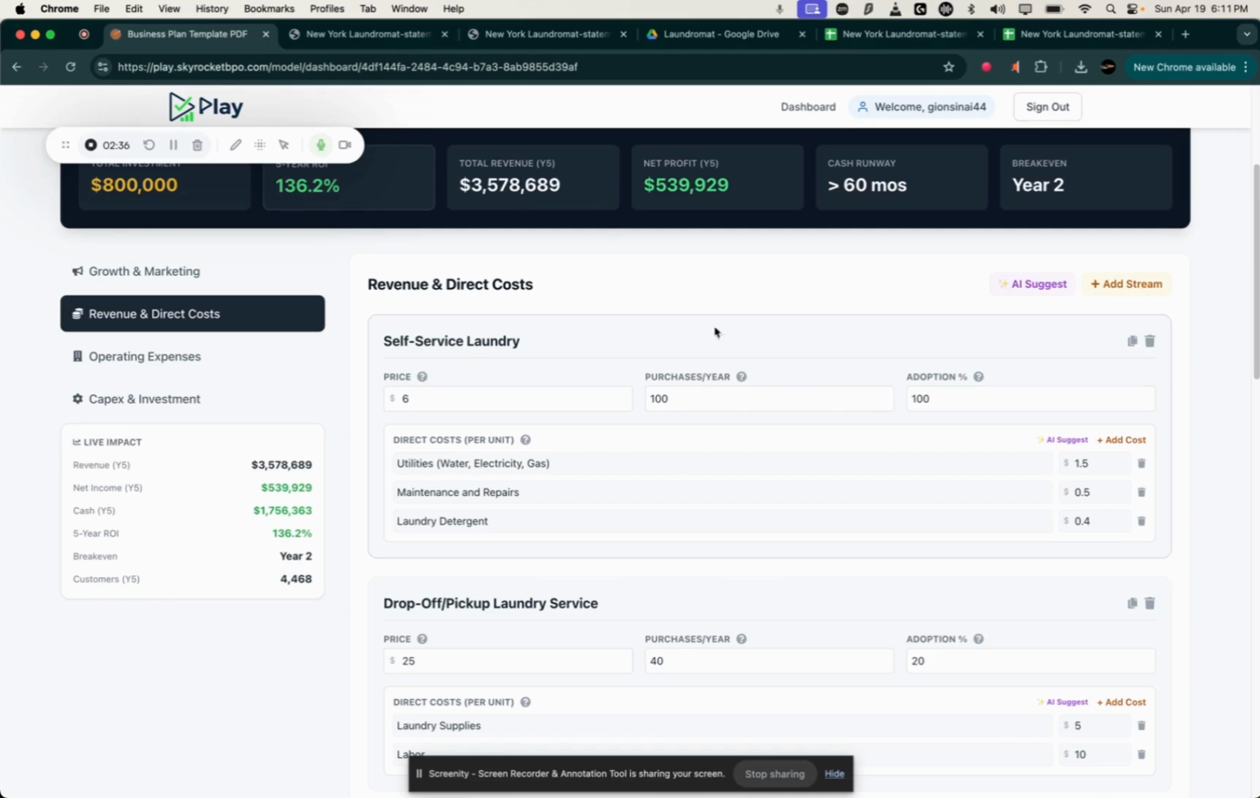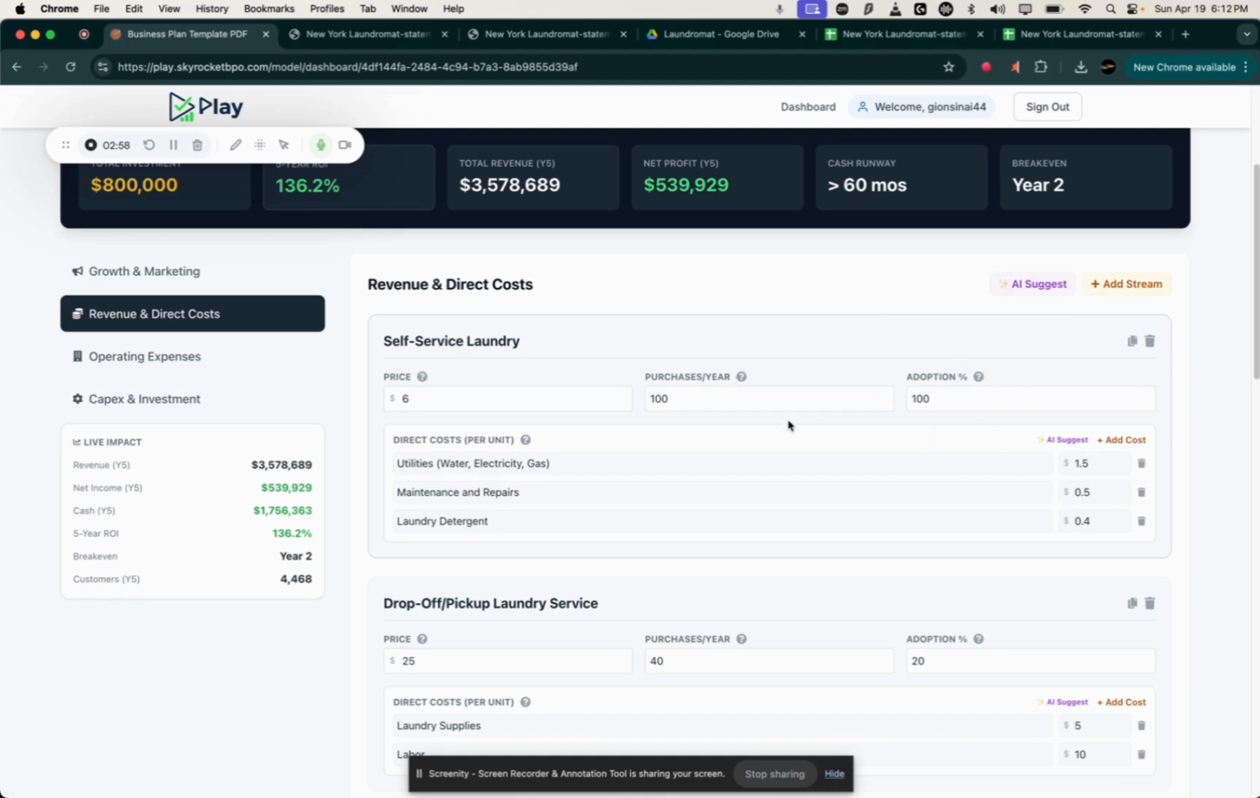Now purchases per year involves, let's say you are running a laundromat, and you have let's say 50 customers. On an average, this means that each of the customers is going to purchase 100 times in a year from you, or avail your laundromat services 100 times per year. That's how it works. On an average, each customer takes your services 100 times.